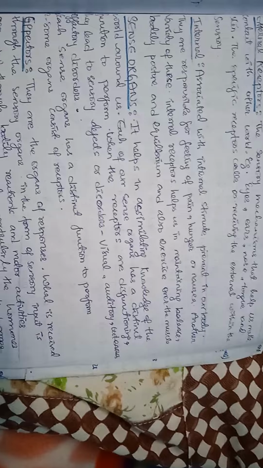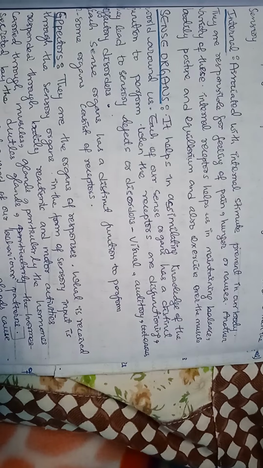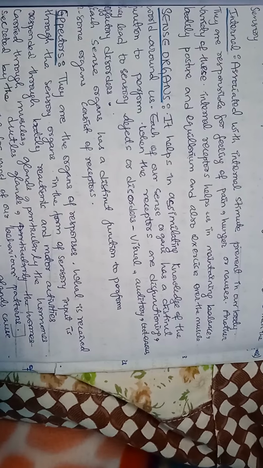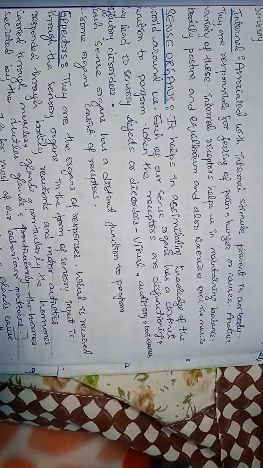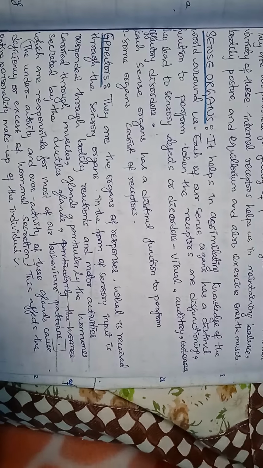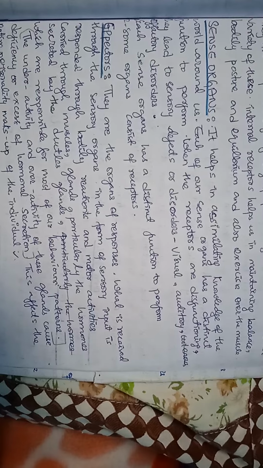The specific receptor cells receive the external stimuli within the sensory organs. Internal receptors are associated with the internal stimuli present in our body. They are responsible for feelings of pain, hunger, nausea, and another variety of these internal receptors helps us in maintaining balance, bodily posture, and equilibrium, and also exercise control over the muscles. Sense organs help in assimilating knowledge of the world around us.